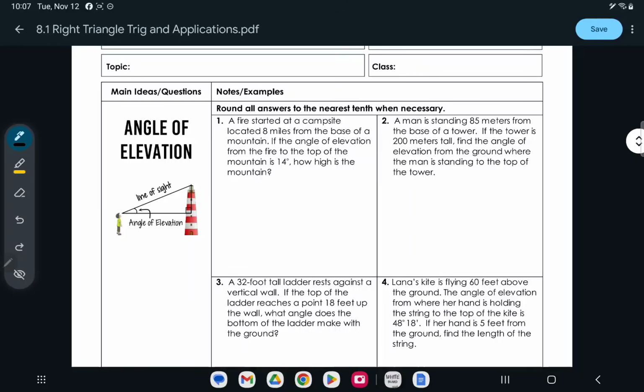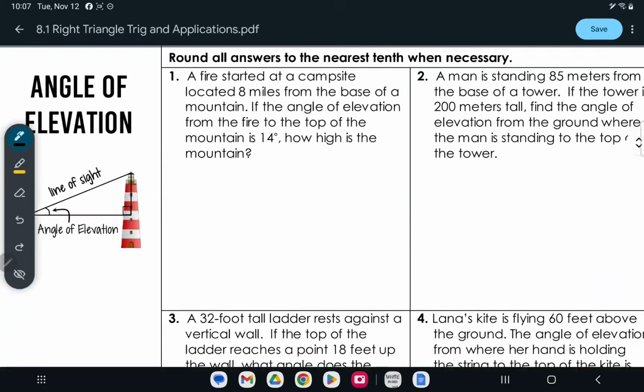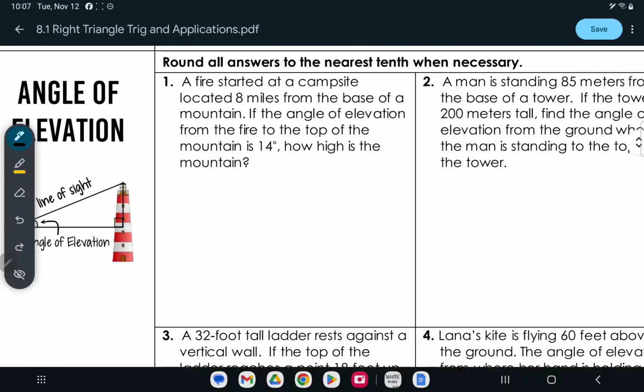All right, let's look at some applications. Applications pretty much just means word problems. Okay. A fire started at a campsite located 8 miles from the base of a mountain. If the angle of elevation from the fire to the top of the mountain is 14 degrees, how high is the mountain? Sometimes a picture might help, and sometimes it doesn't.